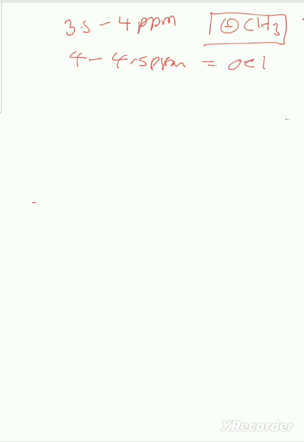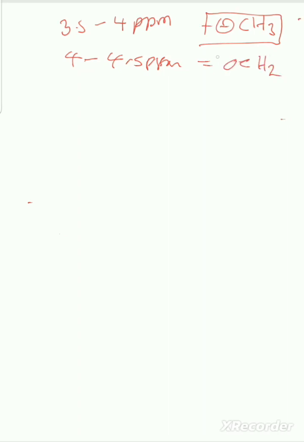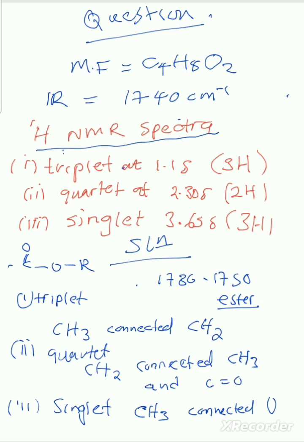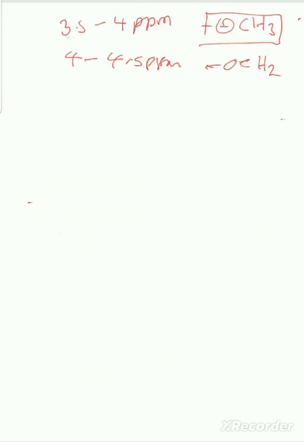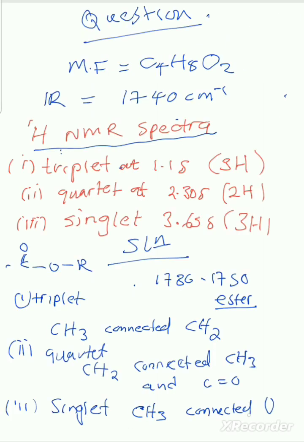from 3.5 to 4 ppm, it is this, you get, right? And remember, from 4 to 4.5 ppm, it is CH2, connected like this, you see? So here it is not a double bond, it's like this. Now, looking at this, here it is 3.65, which is in between 3.5 and 4. That's why you will see that CH3 is connected to oxygen in that way.